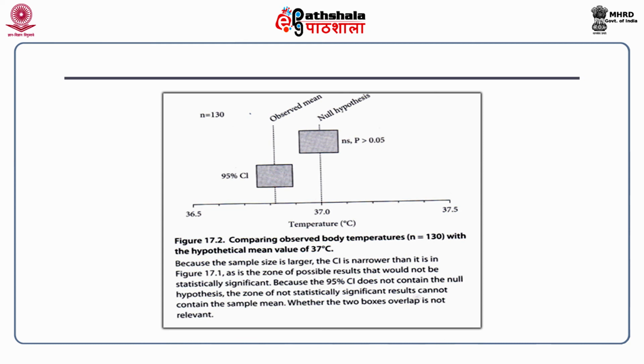So in this case the difference is significant and the p-value should be less than 0.05, because in this case the 95% CI does not include your null hypothesis.